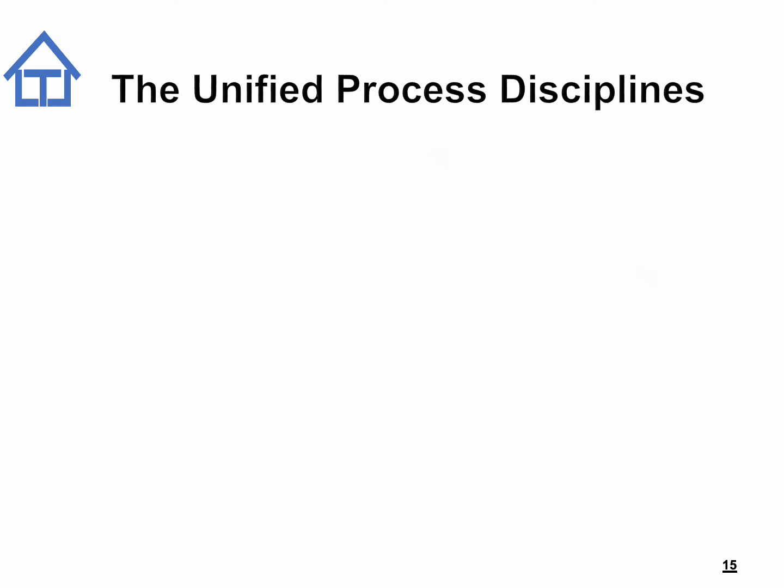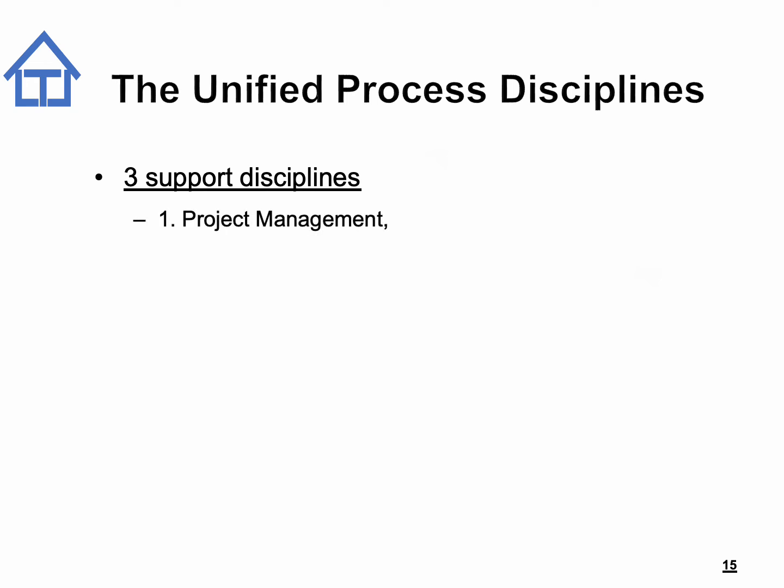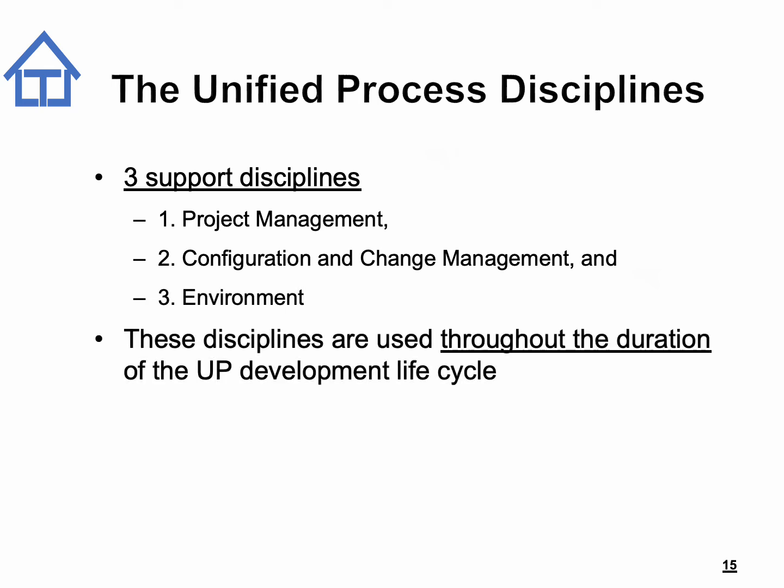Now, let's look at the second group of UP disciplines, the support disciplines. The 3 support disciplines are the project management discipline, the configuration and change management discipline, and the environment discipline. The activities in these 3 disciplines are employed throughout the duration of the UP development life cycle. That is why they are called the support disciplines. Next, we will visit the disciplines in turn and see what are the activities included in each of them.